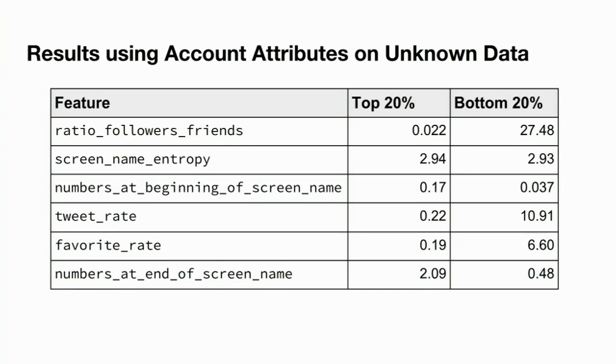When it came to screen name entropy, we didn't really see any differences, especially not any statistically significant differences between those accounts in the top 20% and the bottom 20%. However, when we looked at the numbers at the beginning and the end of the screen name, we did see some pretty unique differences between those accounts that were labeled as bots and not. But also we saw that our classifier was saying that accounts that were more active, that were tweeting or liking tweets more often, were more likely to be genuine.